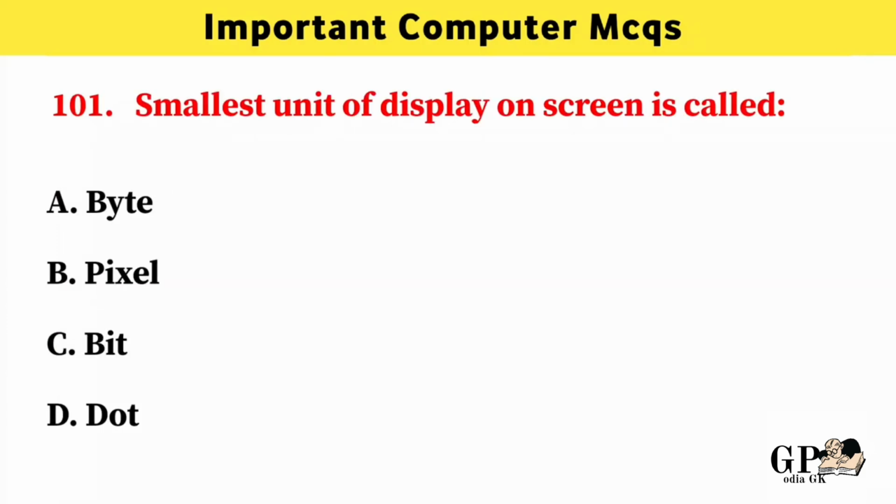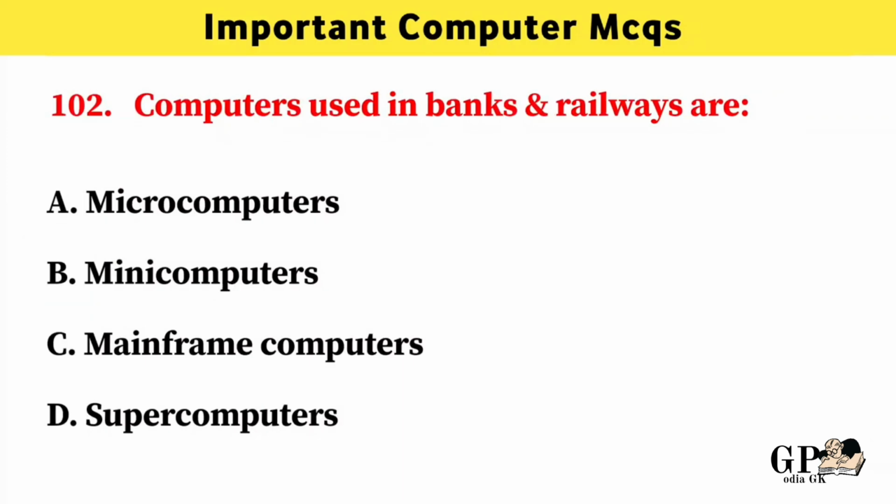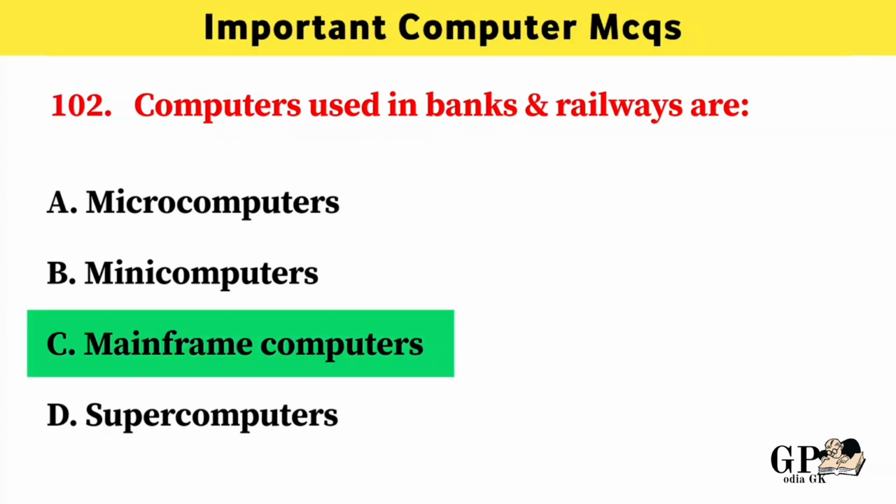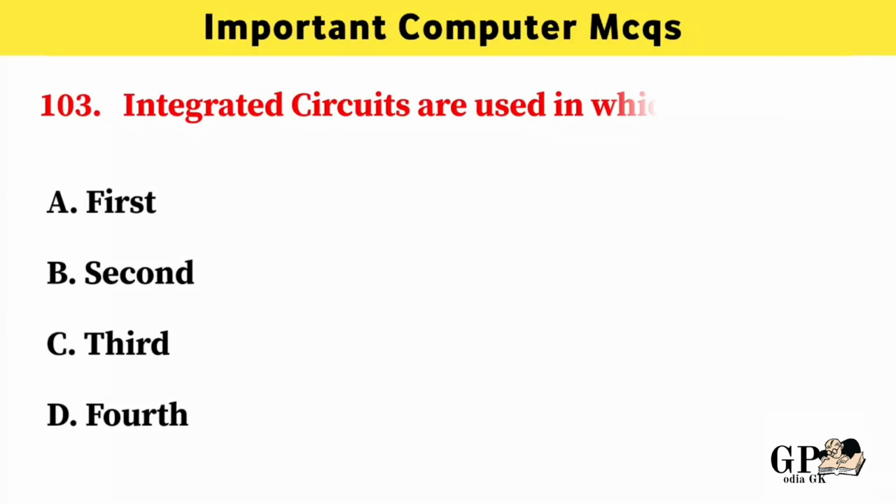Smallest unit of display on screen is called. The correct answer is pixel. Computers used in banks and railways are. The correct answer is mainframe computers. Integrated circuits are used in which generation? The correct answer is third.